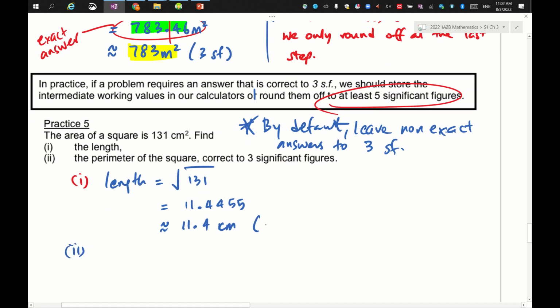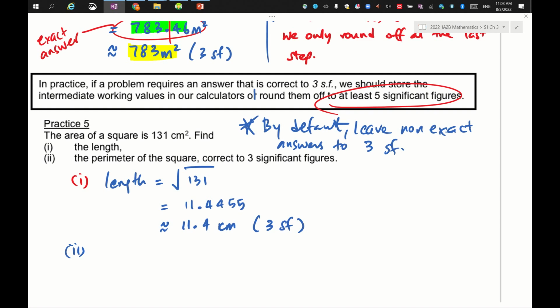Sometimes we put a 3SF in brackets over here to remind ourselves, okay, this is not the exact, I just put it in 3SF. Because in secondary school, if the question doesn't say, I put it in 3SF. That is the safe thing to do for answers that are not exact.